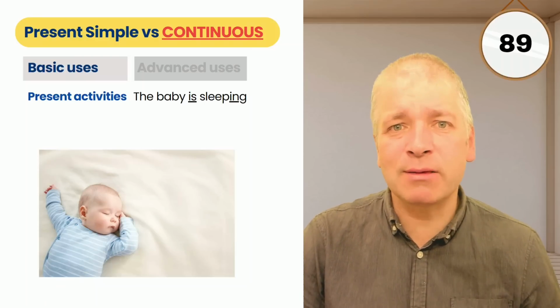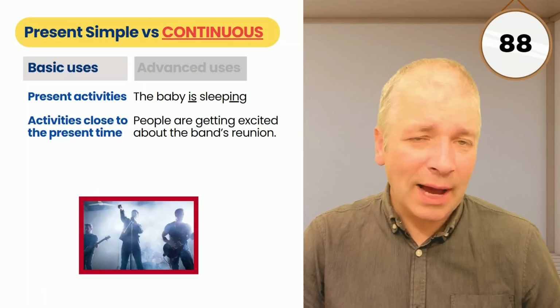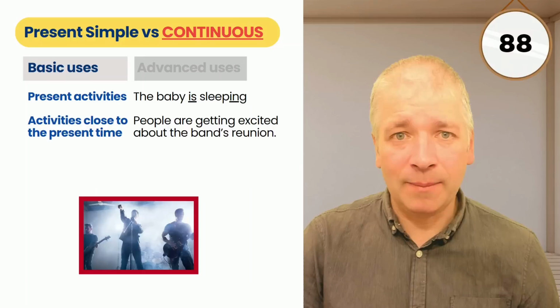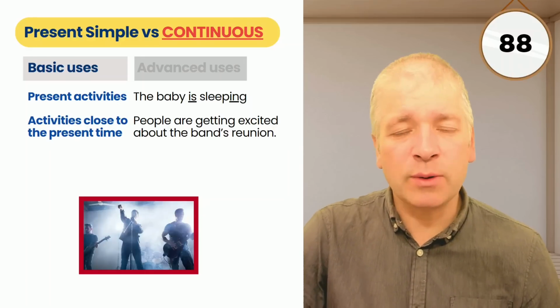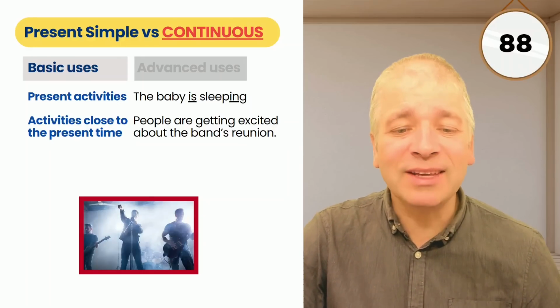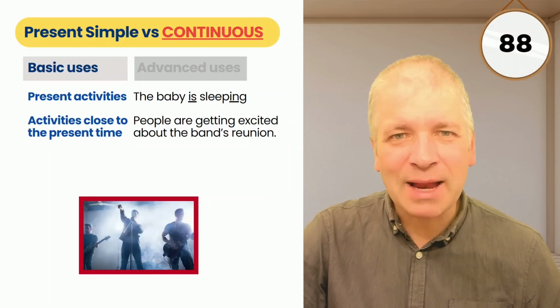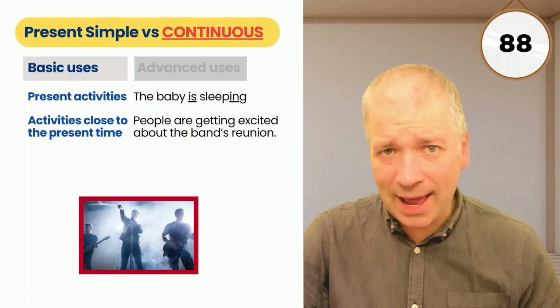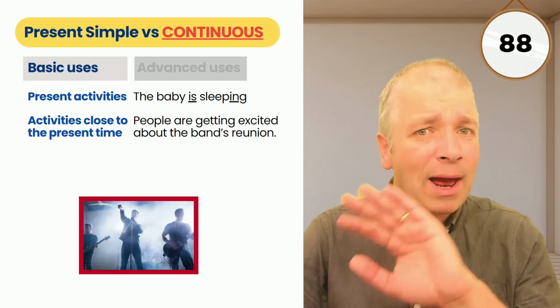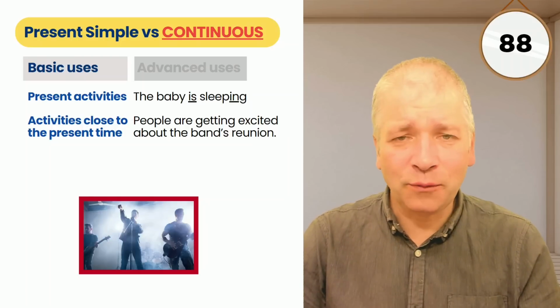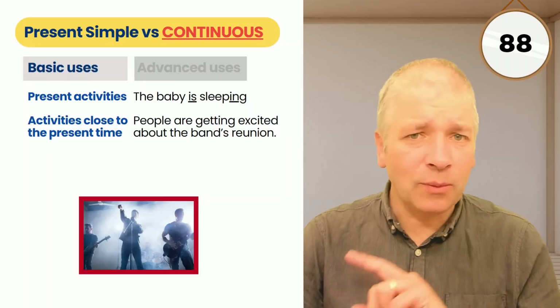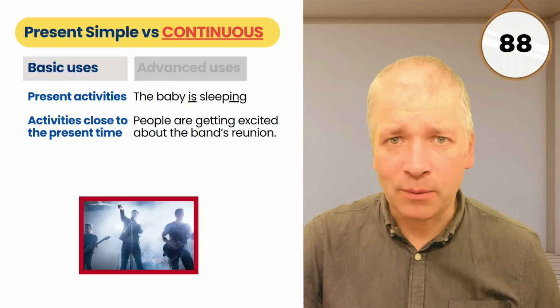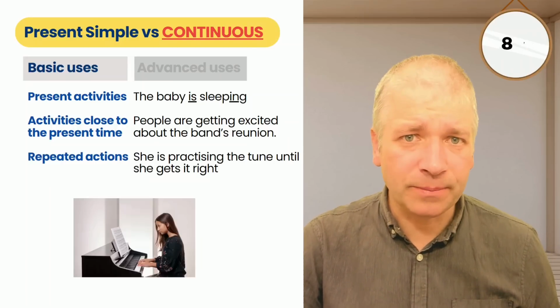The baby is sleeping. For activities close to the present time, we will use the present continuous as well. People are getting excited about the band's reunion. Now, that might not mean right now. It could be around now, before and after. But the general situation is around now. So use the present continuous.